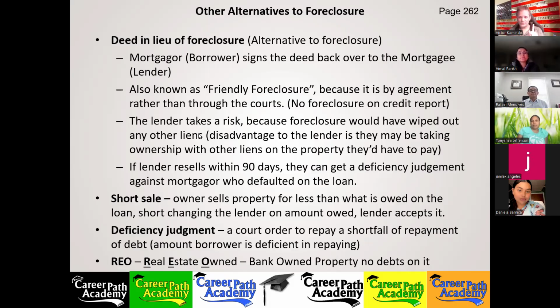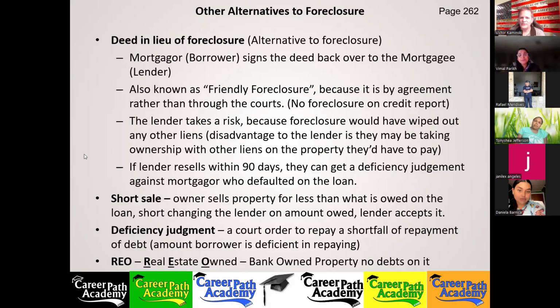Sometimes the lender will reach out to the borrower, the homeowner, and offer to accept taking back a deed in lieu of foreclosure. Now, the lender is taking a risk by doing this, okay? Because foreclosure would have wiped out any other liens. And because this is not going through foreclosure, the lender may be agreeing to take back the property and there are additional liens on it. So that's a risk the lender is taking.